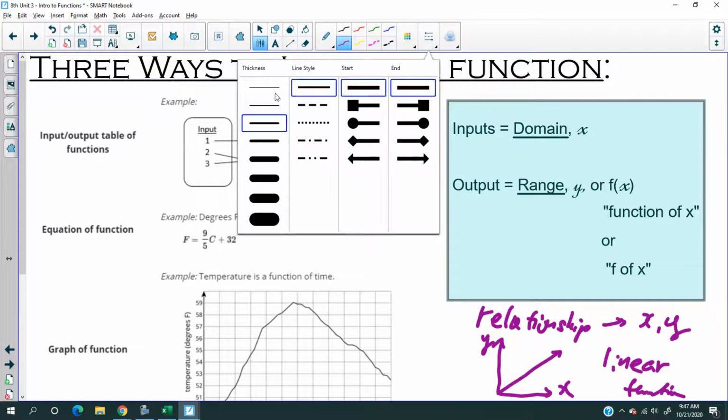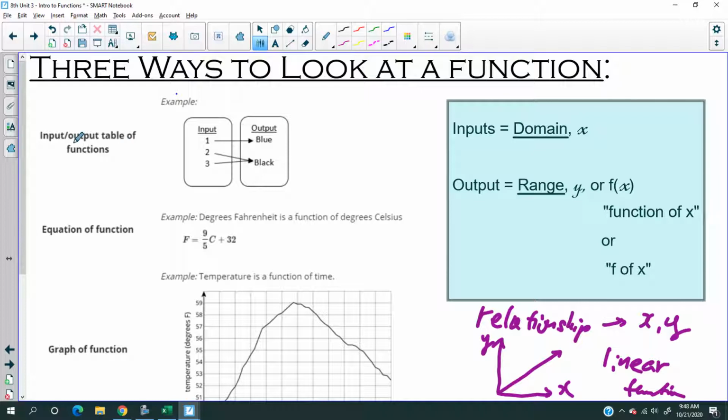Okay, all right, so first of all, 3 ways to look at a function. There are 3 categories, or 3 methods, of looking at a function. The first one is looking at a table. I'm sure you guys remember setting up a table of values or a ratio table in the 6th and 7th grade. More or less the same thing.